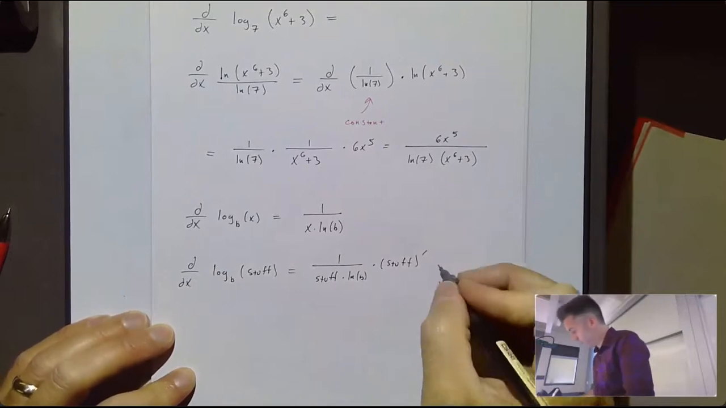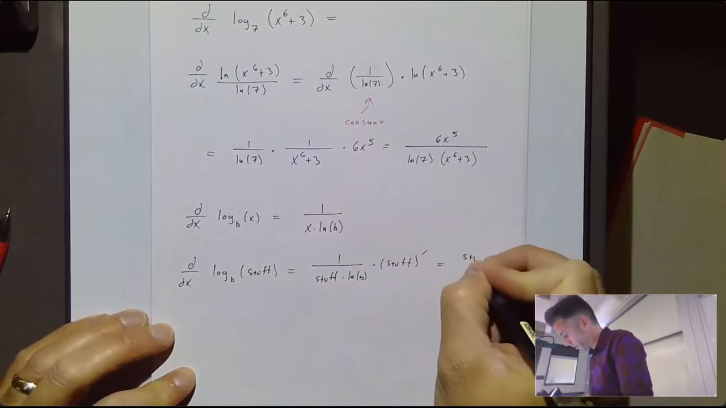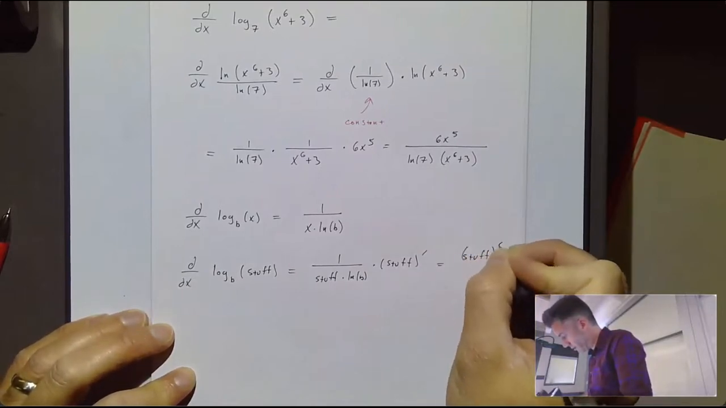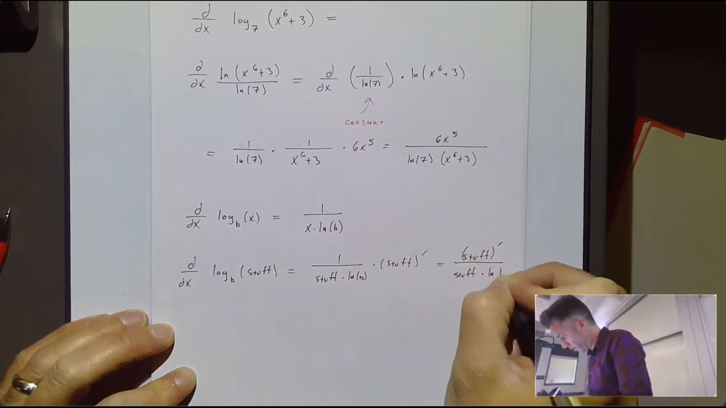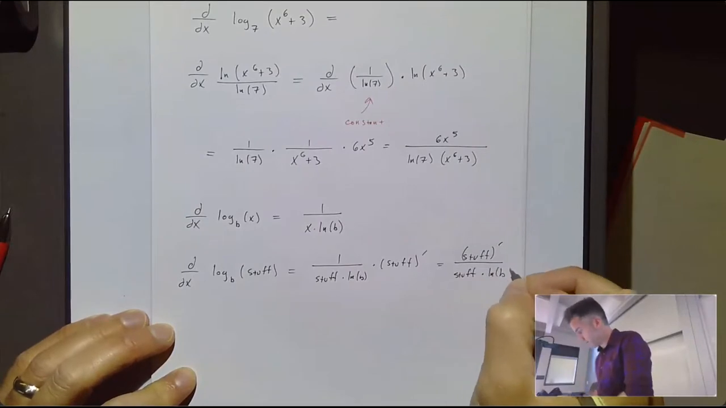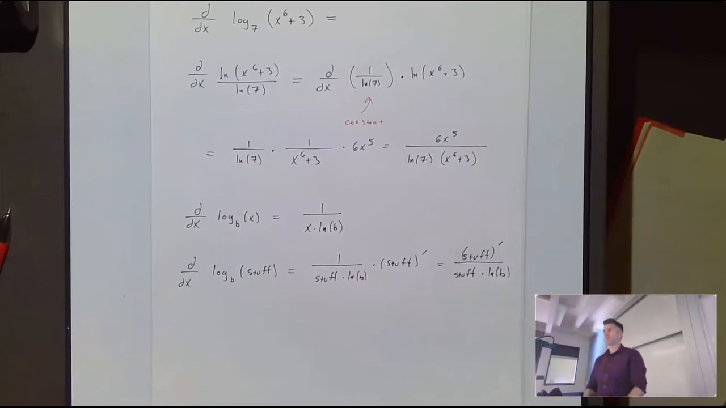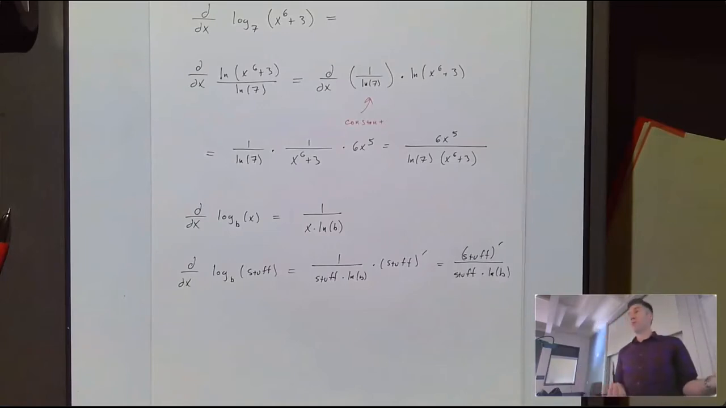Or if you prefer, the derivative of your stuff divided by your stuff times the natural log of your base. So they're really just the same rules as before with logarithms. The only additional thing we have to remember is that you also have to divide by the natural log of this different base. It would also work if your base was e, because the natural log of e is just 1.